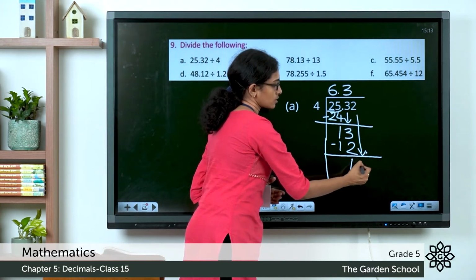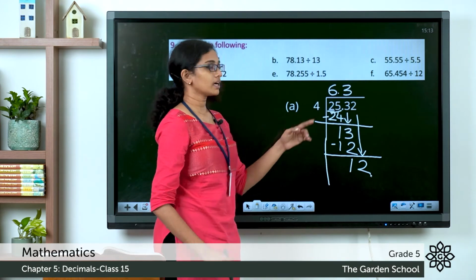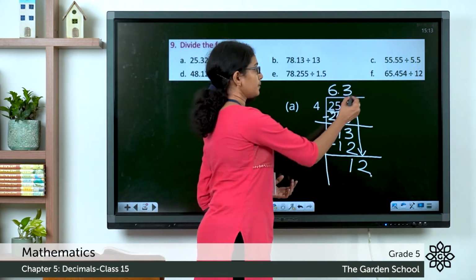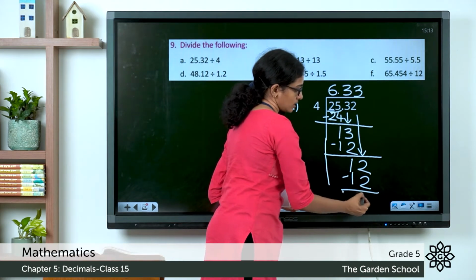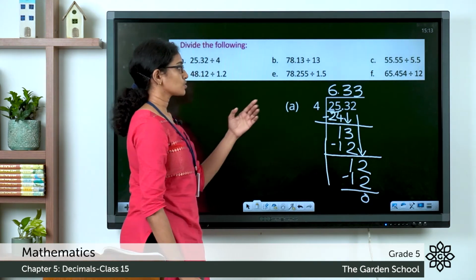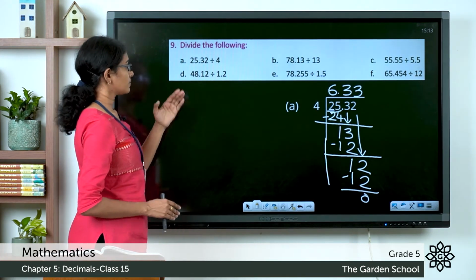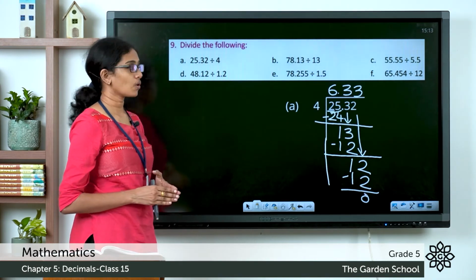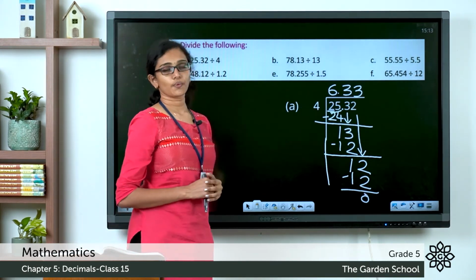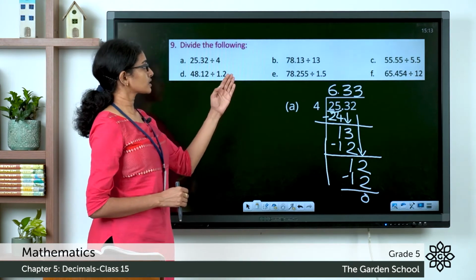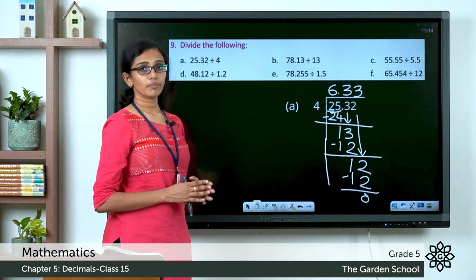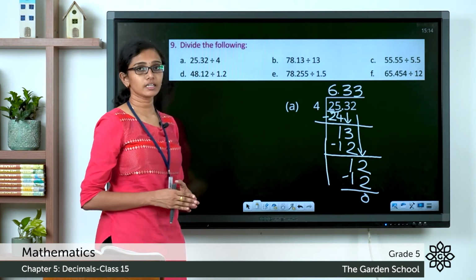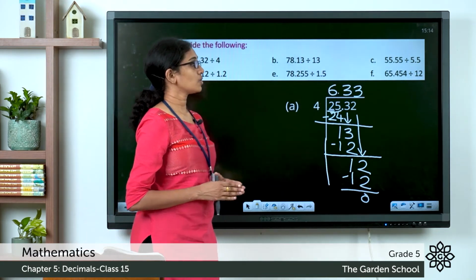Bringing down the next digit, we get 12 here. 12 divided by 4 is equal to 3. Let's write 12 here. Subtracting, you get 0. So what is the quotient? 25.32 divided by 4 is equal to 6.33. Now the next question is also the division of a decimal number by a whole number, which you can do in the same method.